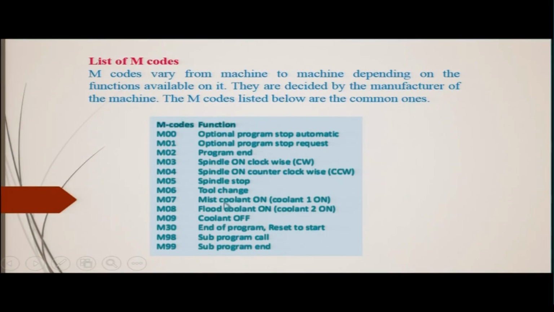Coolant you can put on or off. For example, if you have to put the mist coolant on, this is M07. If you have to put the flood coolant on, it will be M08. So you understand that different kinds of coolants can also be switched on and off by using one of these codes, and these codes are understood by the machine control unit.